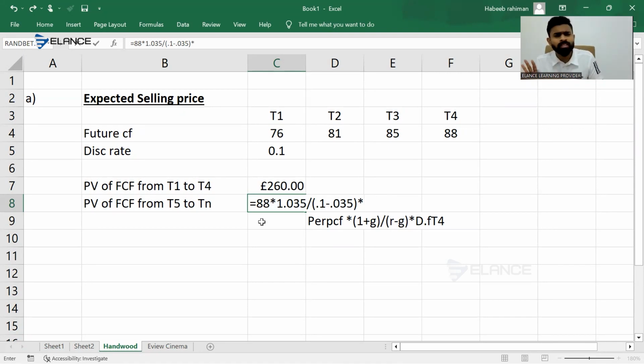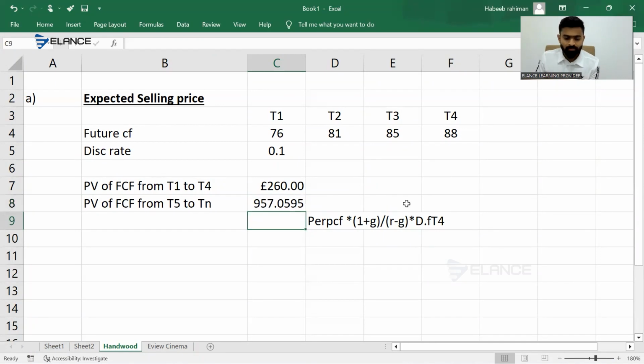Normally the discounting factor is 1 divided by 1 plus R raised to 4. The easiest way is to multiply by 1.1 to the power of negative 4. Instead of 1 divided by 1.1 to the power of 4, you can just multiply with 1.1, but the power has to be negative 4. This is the easiest formula for the discounting factor. You will get the same answer as with the normal discounting factor, which is 1 divided by 1 plus R to the n. Instead, I'm just taking the negative of the same power: 1 plus R to the power of negative n.